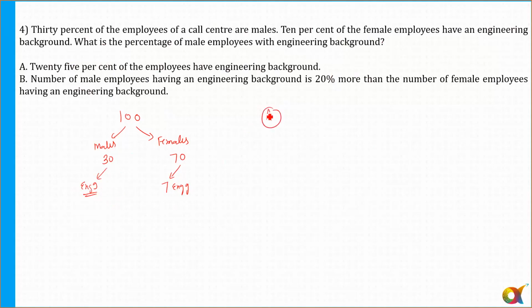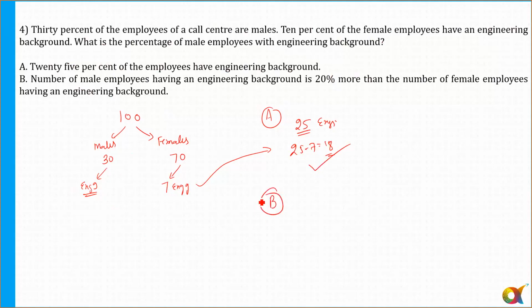Let's check statement A individually. It says 25% of the employees have an engineering background. So the total number of employees from the engineering background is 25, out of which 7 are already female. So the number of males will be 25 minus 7, which is equal to 18. So we have got 18 male engineers, so we can find out the percentage also. Now remember, in DS, it's not necessary to find the exact answer. You just need to check, can we find the answer or not? With the first statement, we can find the number of male engineers, so we can definitely find the percentage also. So A is individually sufficient.